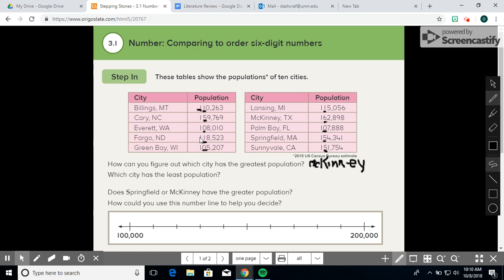So we know that they all have the same number in the 100,000s place, so we can start again in our 10,000s place. And I see that 0 is my lowest digit, and I have 0 here, and 0 here. So now I'm going to move on to my 1,000s place and compare all the ones that have zeros. So I have an 8 here, a 5 here, and a 7 here. So if I have a 5 in my thousands place here, this one is going to be my smallest population. So I can write Green Bay.